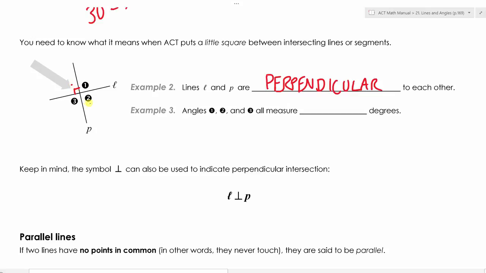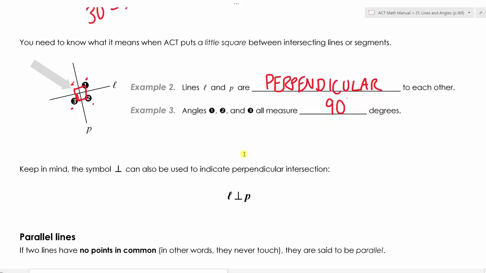And remember what we said. If this angle is 90, that means this angle is 90. And if this angle is 90 and these two angles are supplementary to each other, then this angle must be 90. If that angle is 90 and this angle is vertical to that angle, this angle must be 90. So we have 4 90-degree angles. So 1, 2, and 3, the remaining angles there, they all equal 90 degrees.